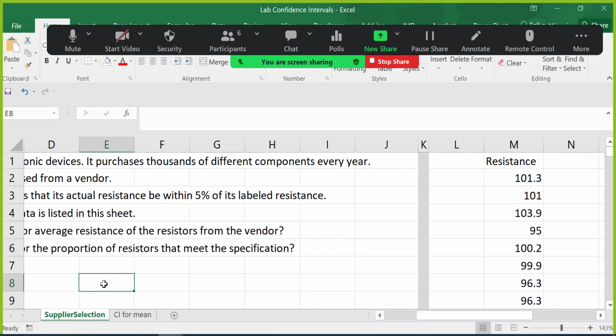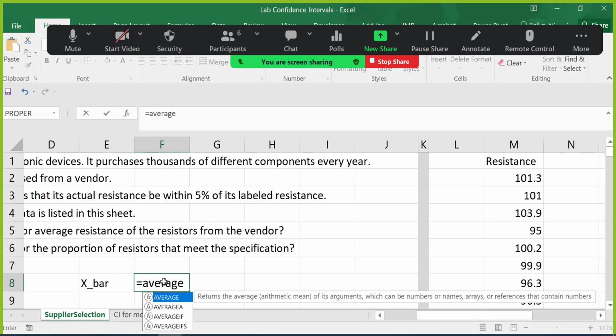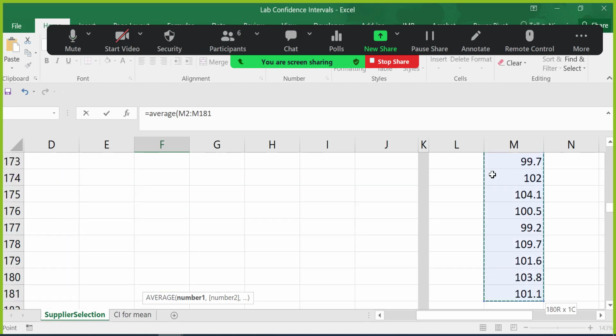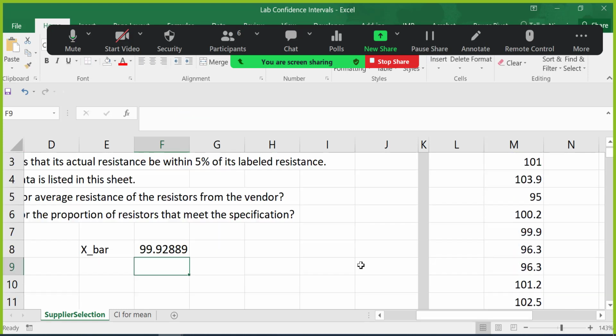Here x bar equal to average. So you need to look at counting. Yeah, you use COUNTIF for the proportion one. How much between those two values? Yeah, this is s, the standard deviation of the sample.